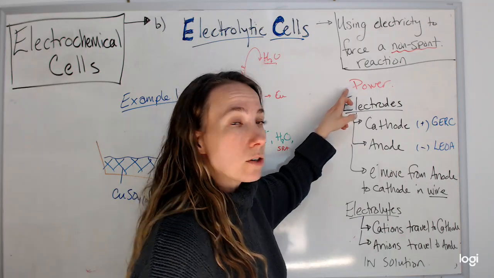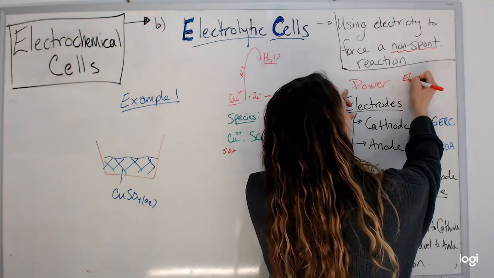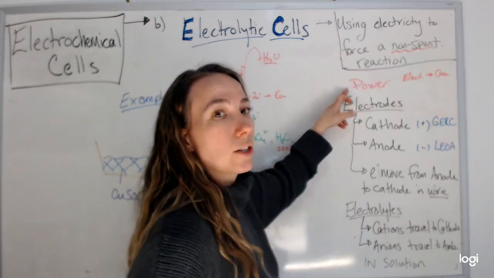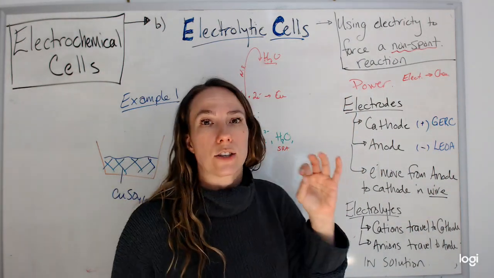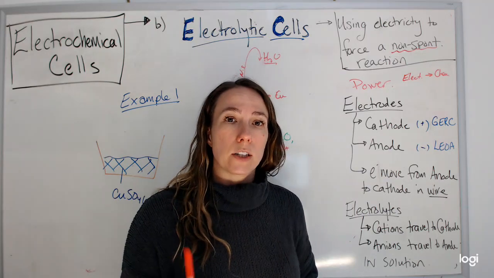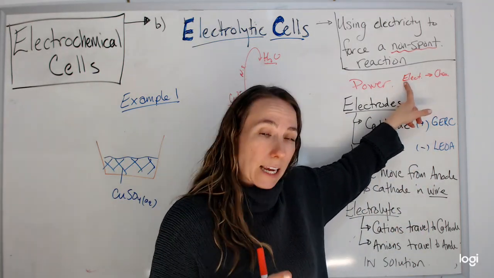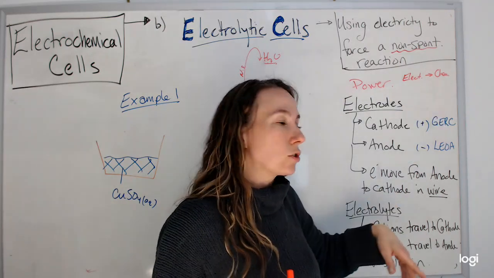And that power source is going to convert our electrical power into chemical reactions. Okay, so I'm taking electrical power and doing chemical reactions. It's the exact opposite of the voltaic cell. The voltaic cell took chemicals and made electricity. This, I'm going to take electricity and I'm going to make the chemicals do things.